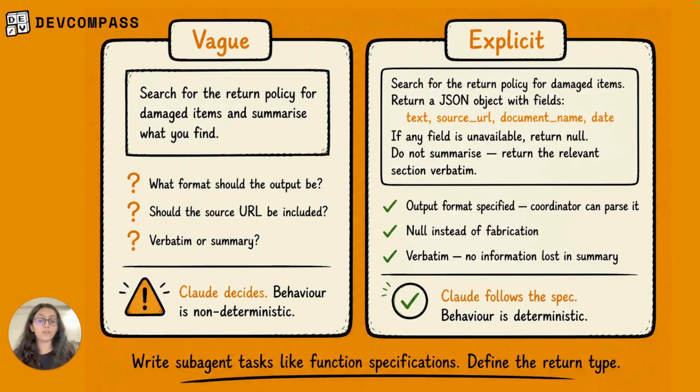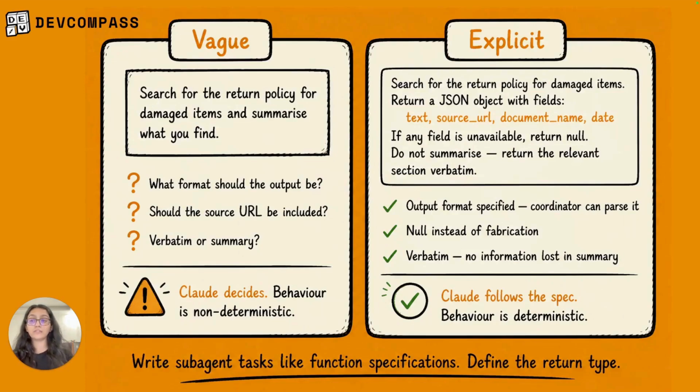Every one of those additions is going to work and do its magic. The output format tells Claude exactly what to return. The null instruction prevents fabrication. We will come back to that later in stage 4 when we cover extraction schemas. The verbatim instruction prevents the coordinator from receiving a summarized version that might have lost important nuances.